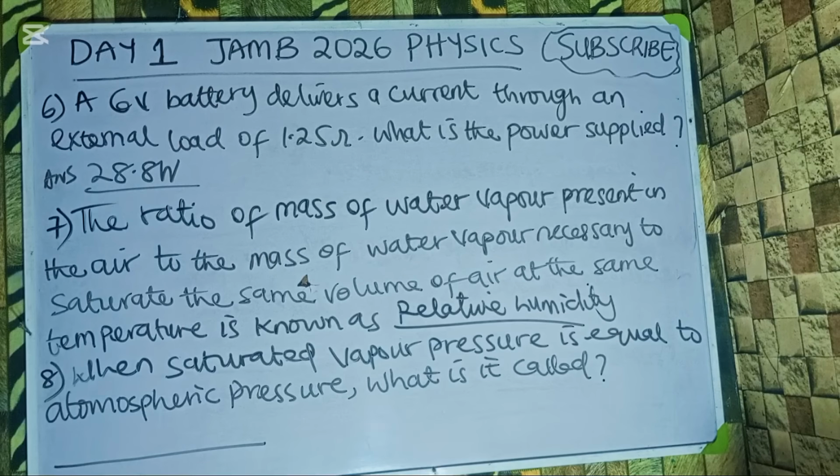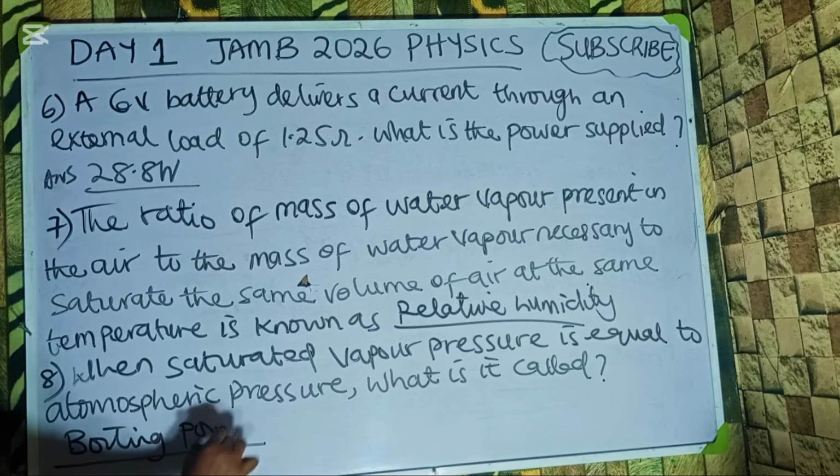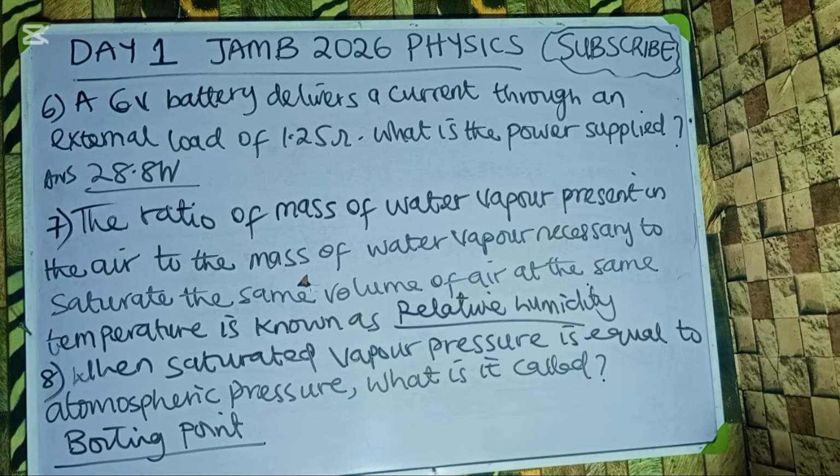Okay, question 8. When saturated vapor pressure is equal to atmospheric pressure, what is it called? It is called boiling point. Boiling point is the temperature at which saturated vapor pressure is equal to atmospheric pressure. This particular question came out in this exam this morning, but I have to bring this one because JAMB can twist a question. They might even repeat it again or bring something similar, so please take note of that. Let's go to the next one.